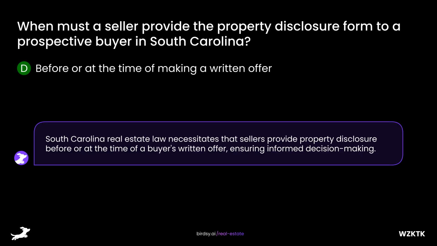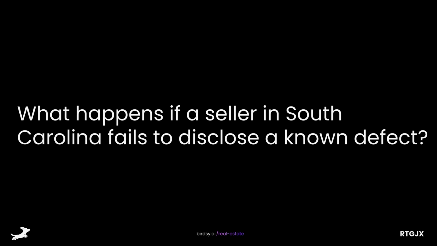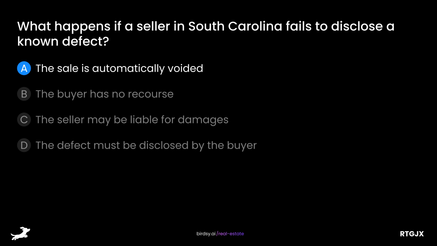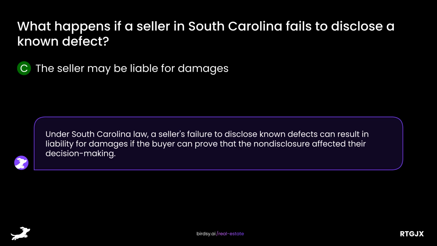South Carolina real estate law necessitates that sellers provide property disclosure before or at the time of a buyer's written offer, ensuring informed decision-making. What happens if a seller in South Carolina fails to disclose a known defect? Is it A, the sale is automatically voided, B, the buyer has no recourse, C, the seller may be liable for damages, or D, the defect must be disclosed by the buyer? The answer is C, the seller may be liable for damages. Under South Carolina law, a seller's failure to disclose known defects can result in liability for damages if the buyer can prove that the non-disclosure affected their decision-making.